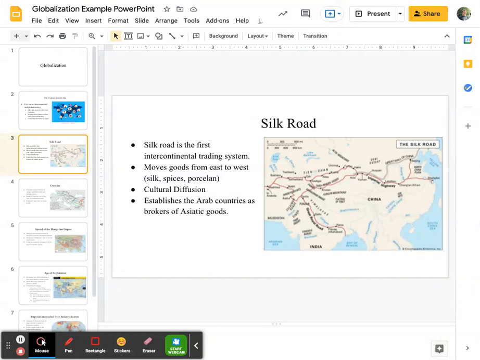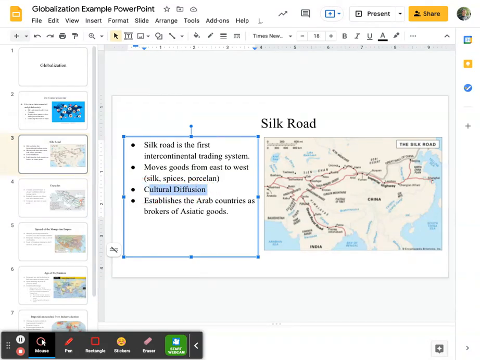Technologies such as writing. We know that the printing press developed by Johann Gutenberg, a lot of those ideas were taken originally from the Chinese who invented the first printing press. Gunpowder is another thing that's moving along that line. Ideas, such as religions or philosophies, move along that line with these goods along the Silk Road, which is this cultural diffusion right here.